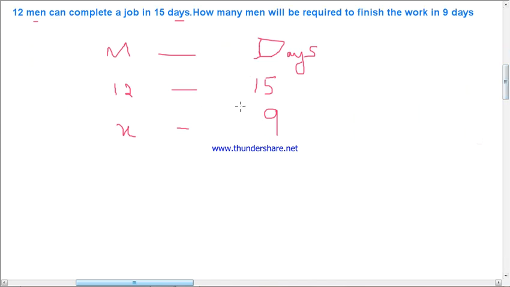12 men to complete a job, they will take 15 days. Now I want to finish the job quicker. I'm not satisfied. 15 days is too much for me. I want the job to be completed within 9 days. I gave the deadline to be 9 days. Now how is it possible? With 12 men, it's surely not possible. 12 men is clearly taking 15 days.